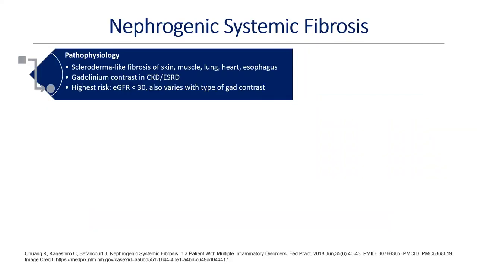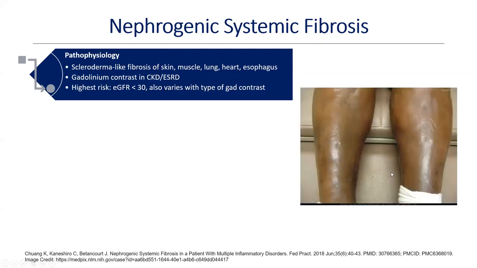So what is nephrogenic systemic fibrosis? It's a very rare disease that presents with scleroderma-like fibrosis of various organs. Usually the skin and muscle are affected, and then internal organs can be affected as well. It tends to happen after patients are exposed to gadolinium contrast when they have advanced CKD, and is especially high risk when their GFR is less than 30. As we just talked about, it also changes with the type of contrast, so group 1 agents being higher risk.